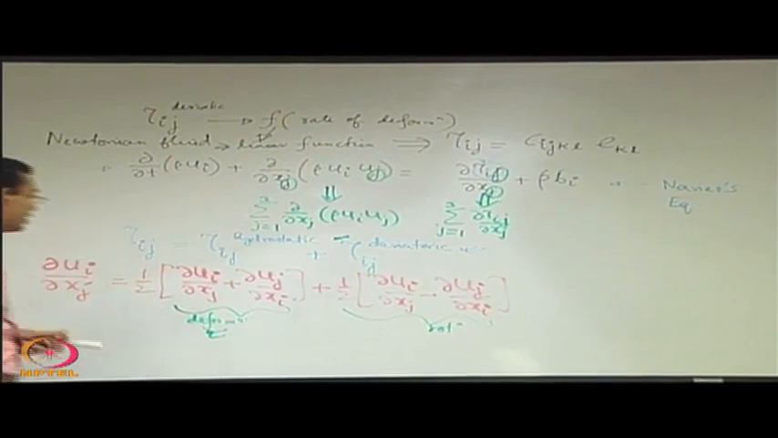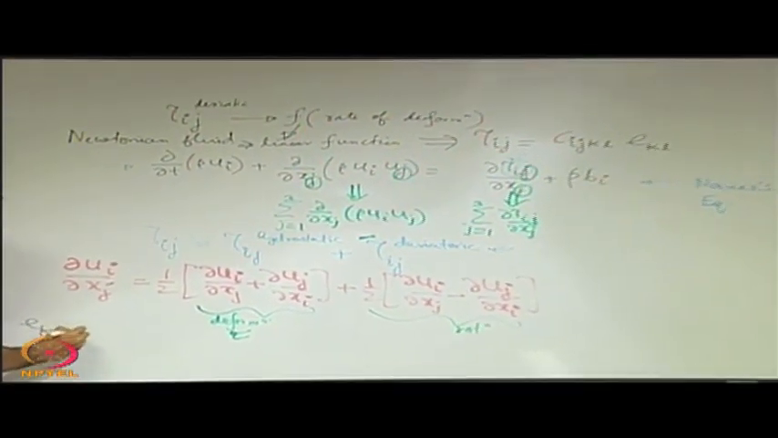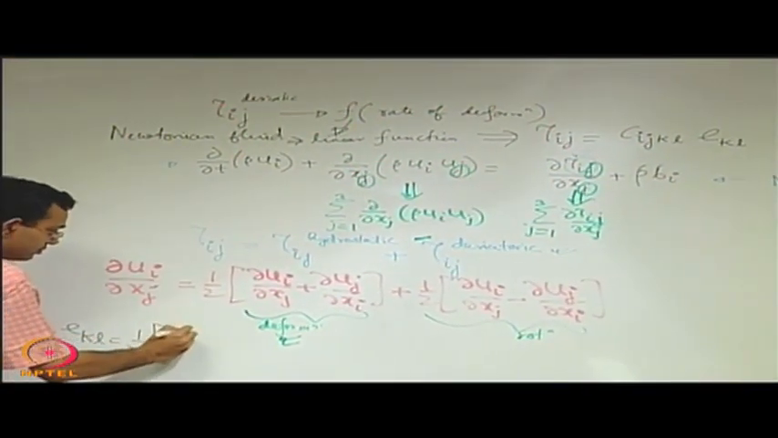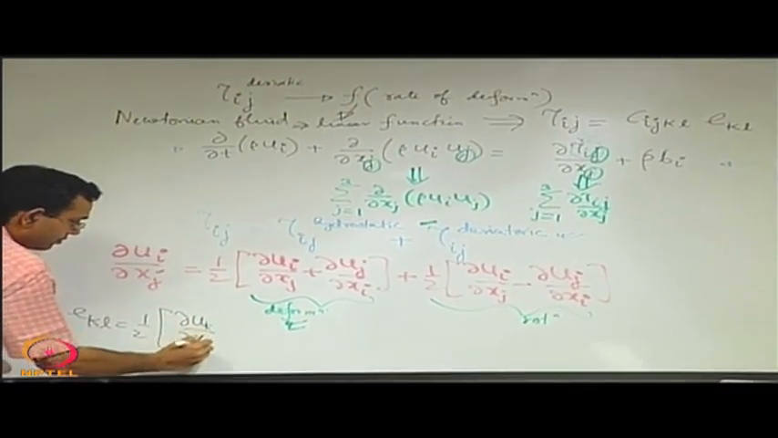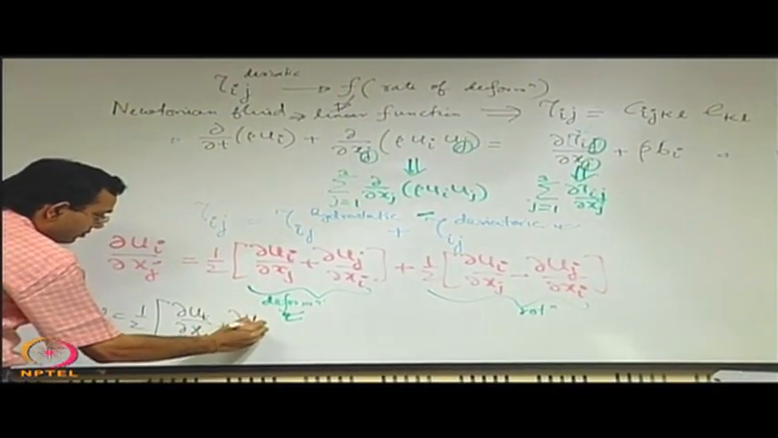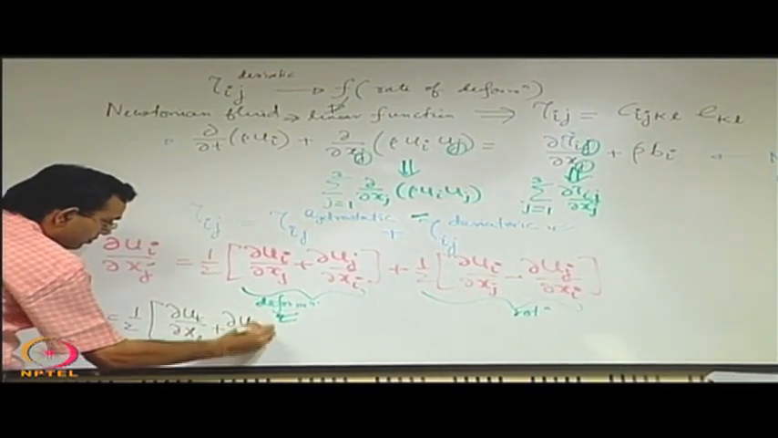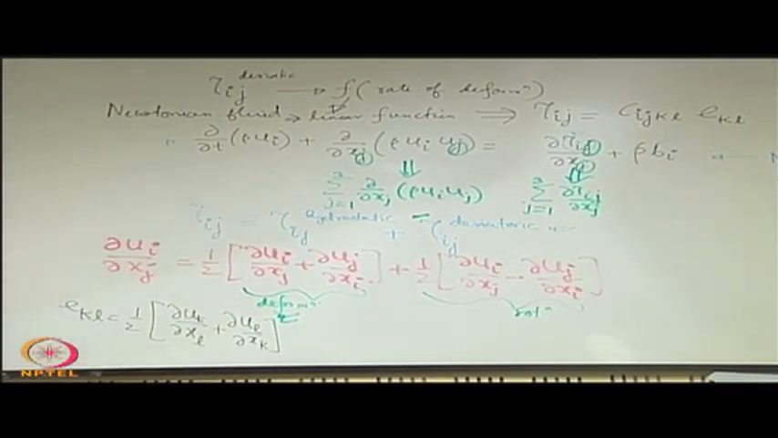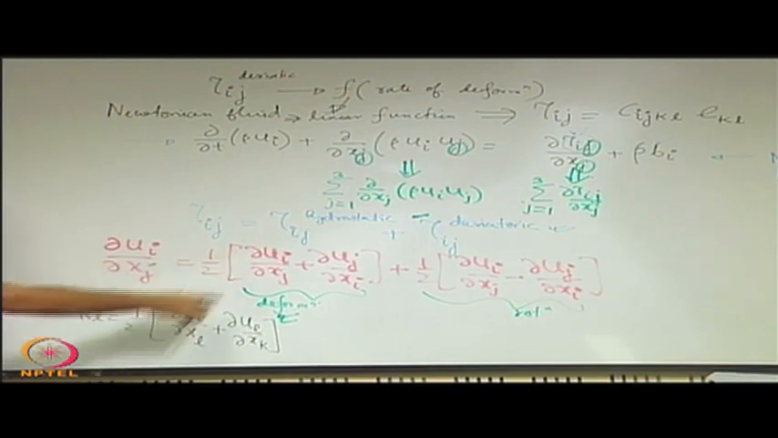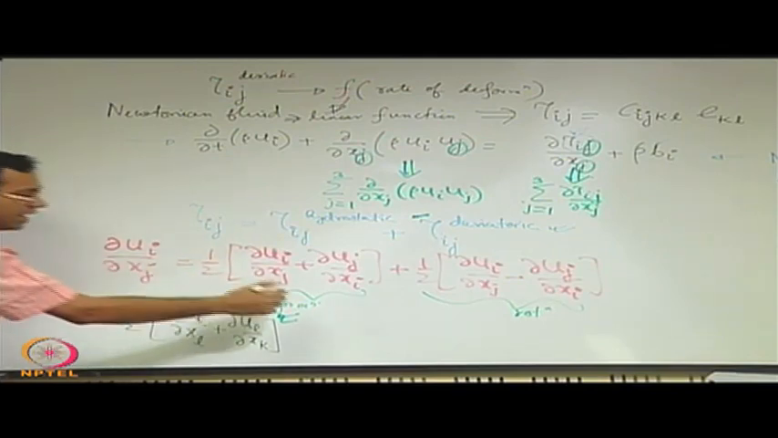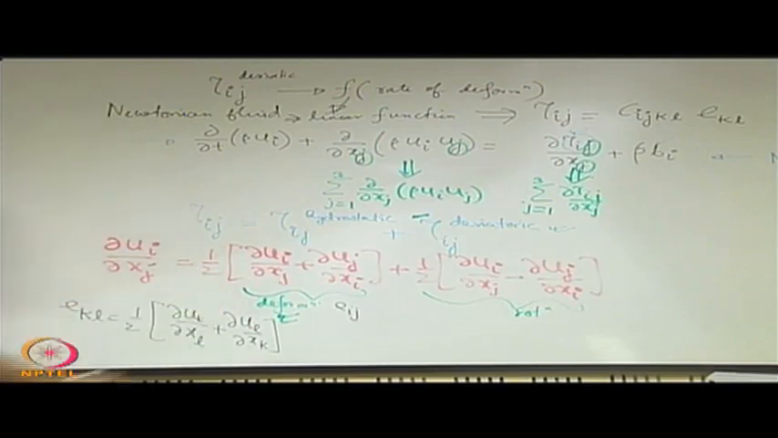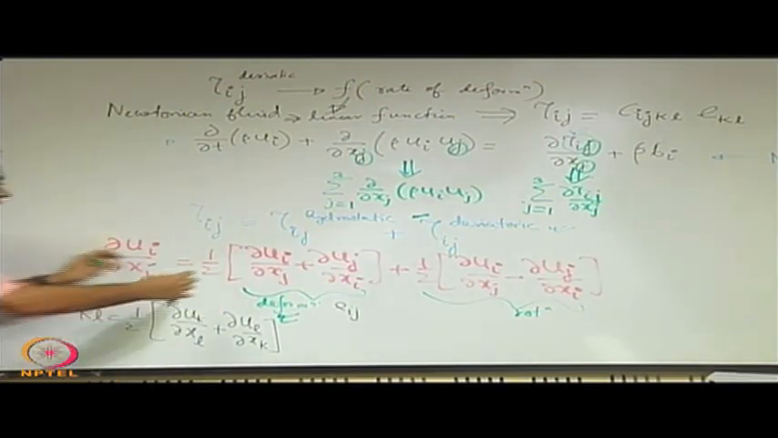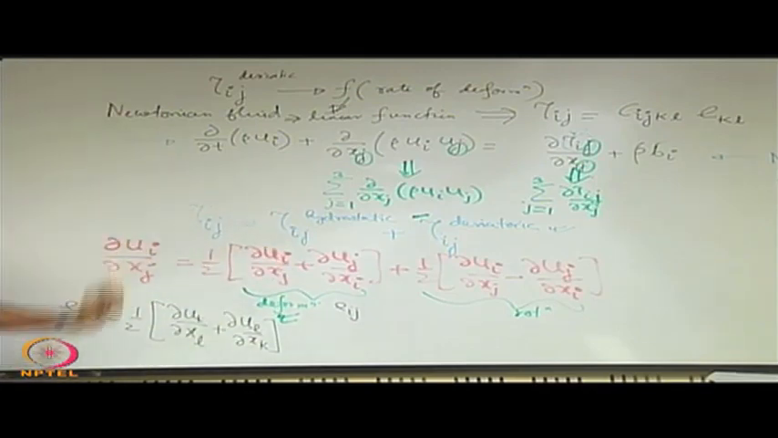a second order tensor. So, what is Ekl? Ekl is like the rate of deformation, just in this form, just i and j are replaced by k and l. So, this is like Eij, whatever is written here. It is just a symbolic way, so that we do not have to write the big thing again and again.